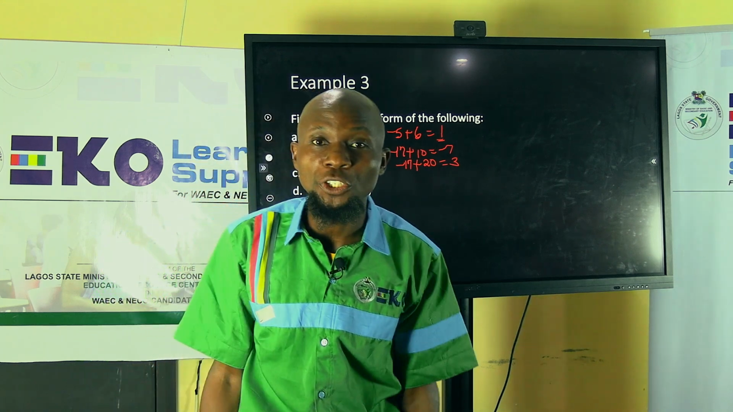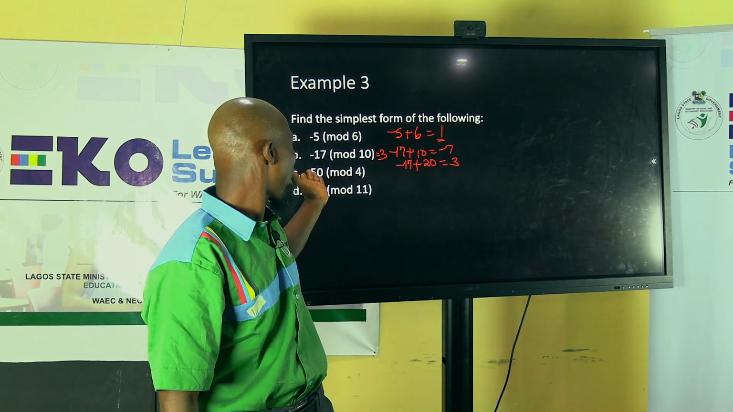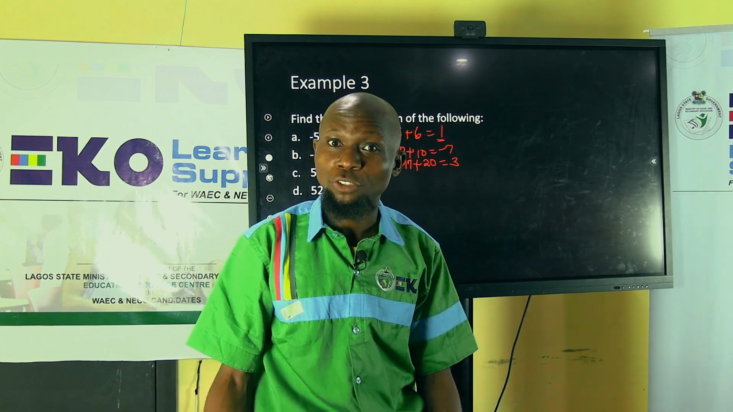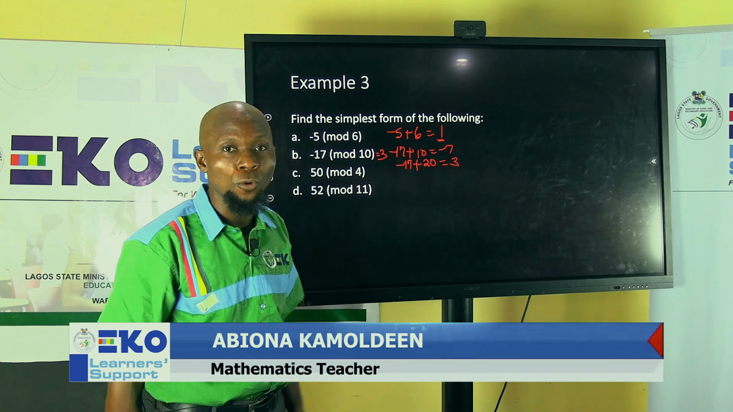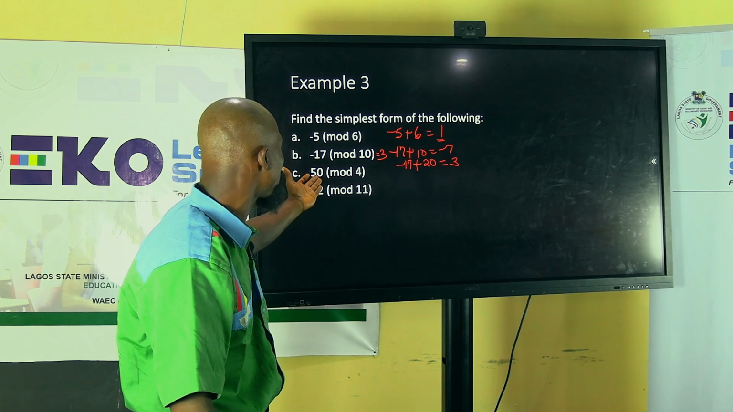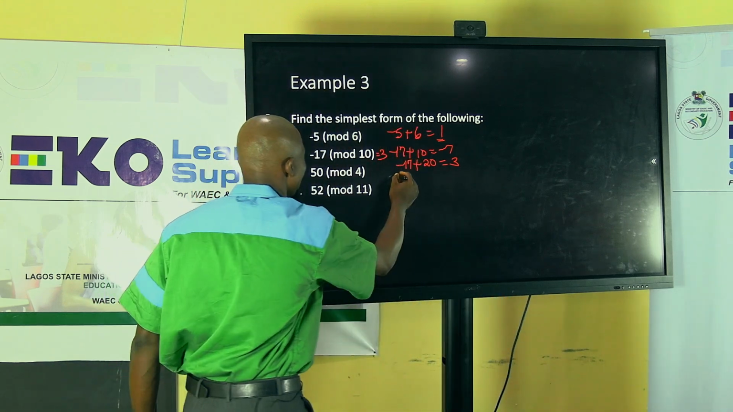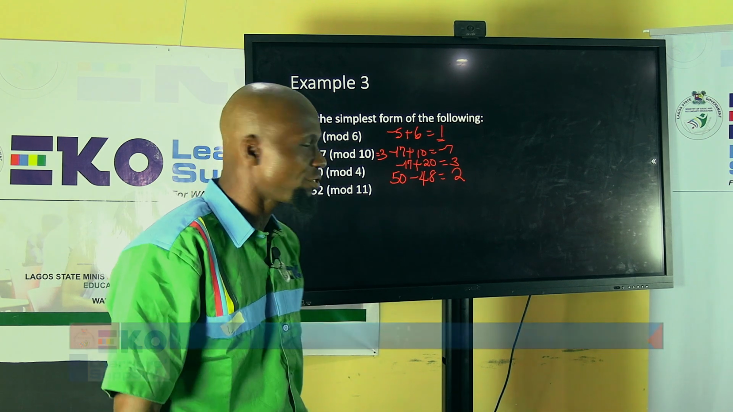The next one, 50 modulo 4. How do we do that? This is a positive number. So in a positive number, we just subtract the multiple of 4, because this is modulo 4. Now I don't need to continue to subtract 4, 8. I will just look at the multiple of 4 that is close to 50. And what will come to your mind? Yes, 48. So I just need to say 50 minus 48, and that is 2 modulo 4. So the answer to that is 2.